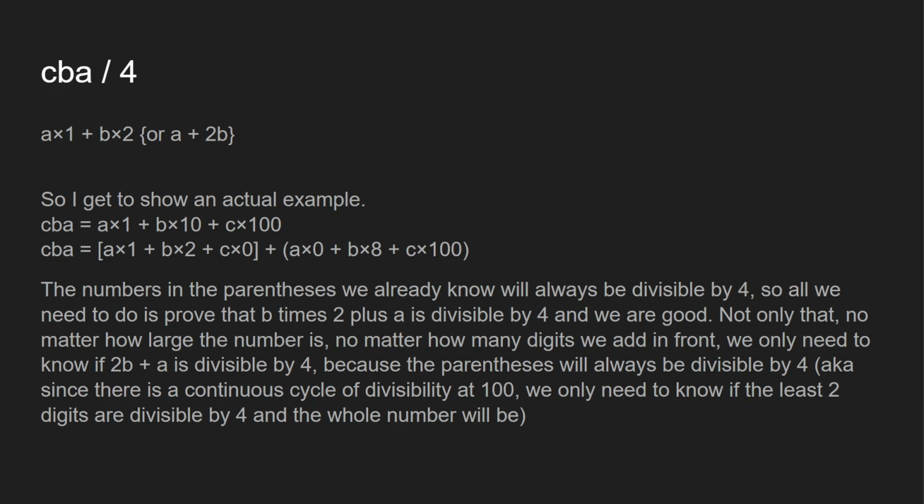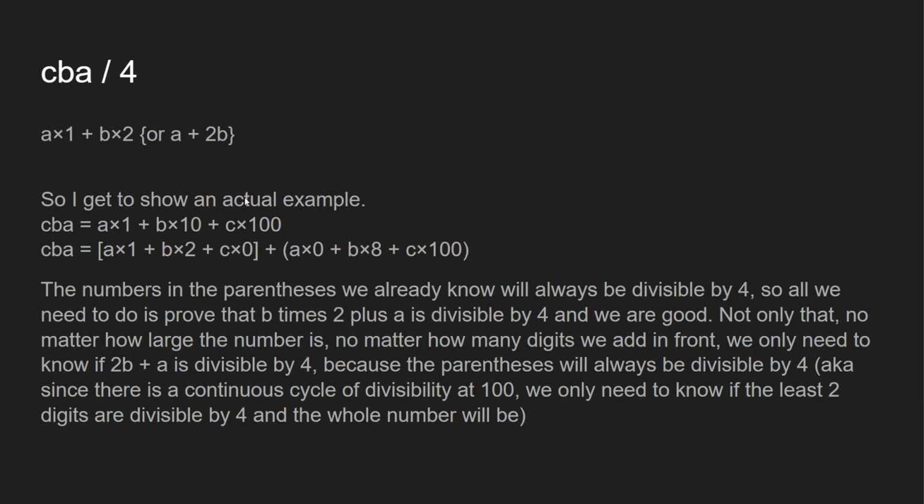So, with our first example, we have our first proof, which is divisibility by 4. How do we prove divisibility by 4? All we need to do is prove that A plus 2B is divisible by 4. So, I get to show you this actual example right here, right? CBA equals A times 1 plus B times 10 plus C times 100, right? So, B times 10, not divisible by 4. A times 1, not divisible by 4. C times 100 is divisible by 4, and every iterative power of 10 after that is also divisible by 4.